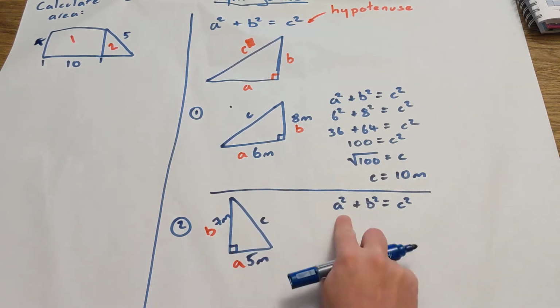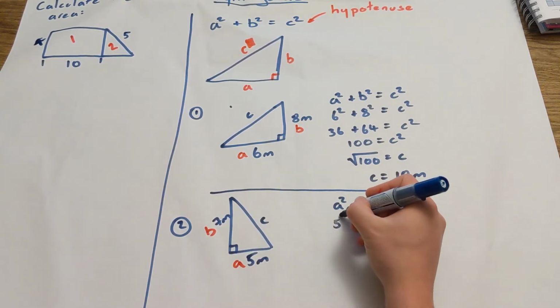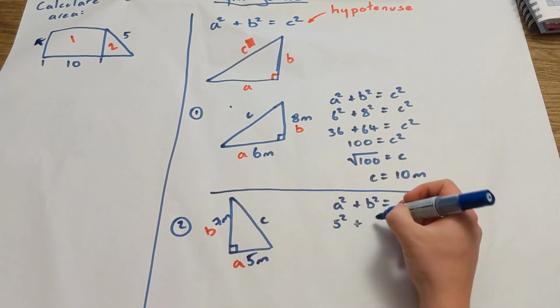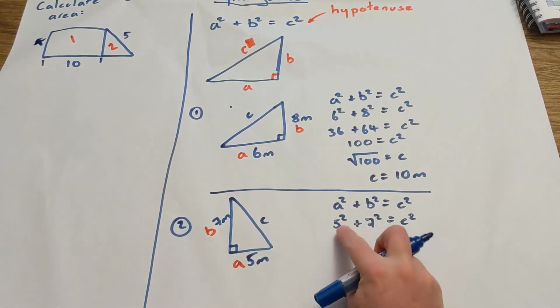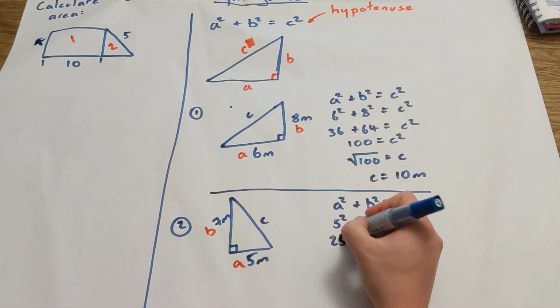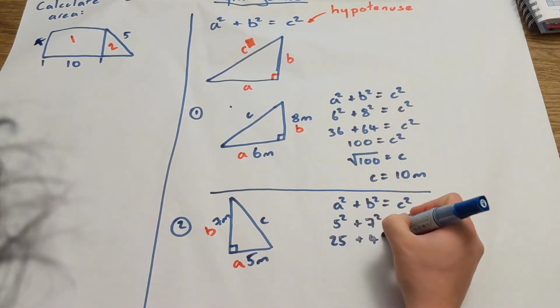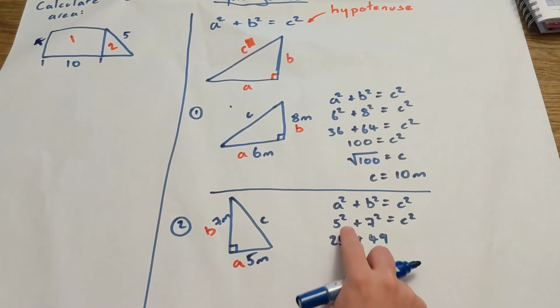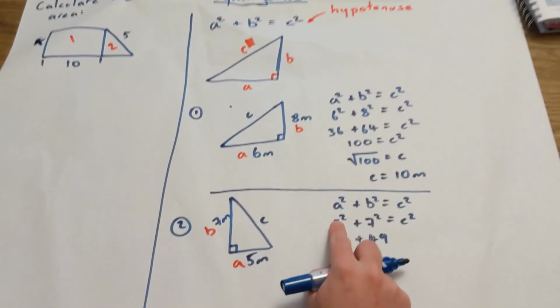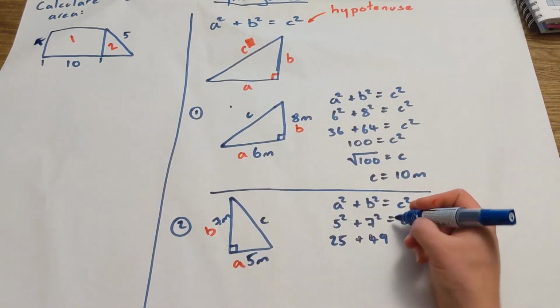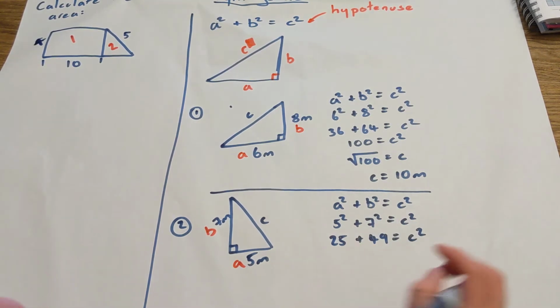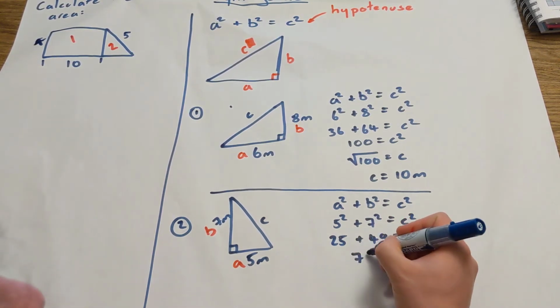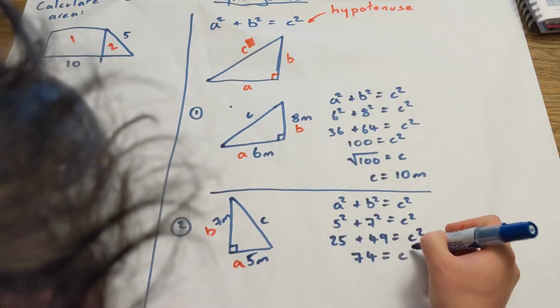So that means 5 squared plus 7 squared equals c squared. So 25 plus 49. You can use your calculator for these bits if you want, okay? But remember 5 squared just means 5 times 5. Equals c squared. So if I add these together, I get 74 equals c squared.